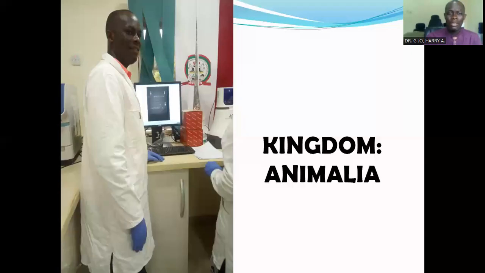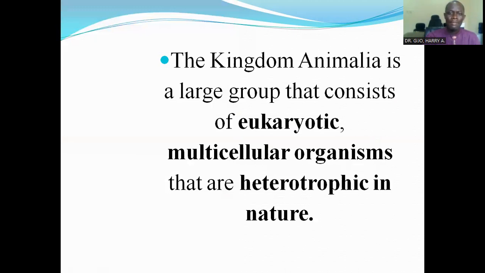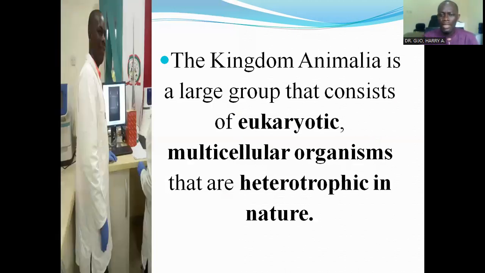characteristics? We want to look at what animals are and the distinctive features of these animals and how they're different from the protozoans. The kingdom Animalia is a large group that consists of eukaryotic multicellular organisms that are heterotrophic in nature. Animals are eukaryotic multicellular organisms, and that distinguishes them from the protozoans. The protozoans, the animal-like protists, are unicellular, but they have virtually all the characteristics of the animals. Animals are multicellular organisms that are heterotrophic in nature.